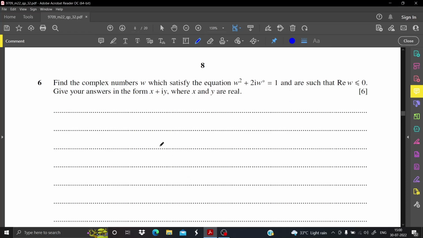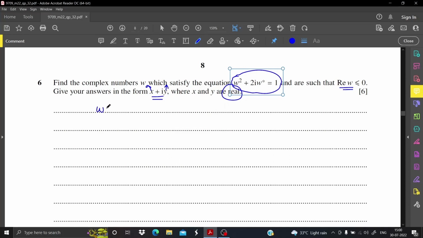So let's now move on to question number 6. Now this is a complex number question. Whenever you're working on any question, please make a note of certain conditions given. Your complex number format is always x plus iy. Of course, x is the real part, and y is the imaginary part. iy is imaginary. Here x and y are considered as real.